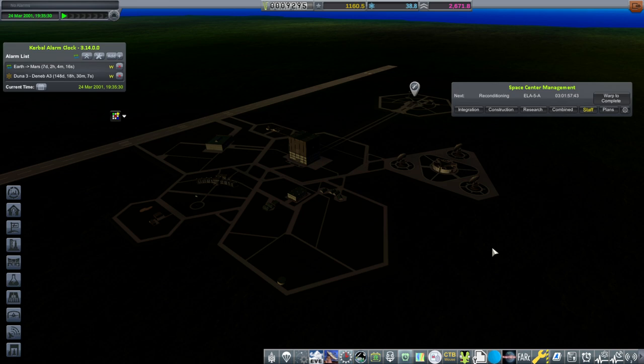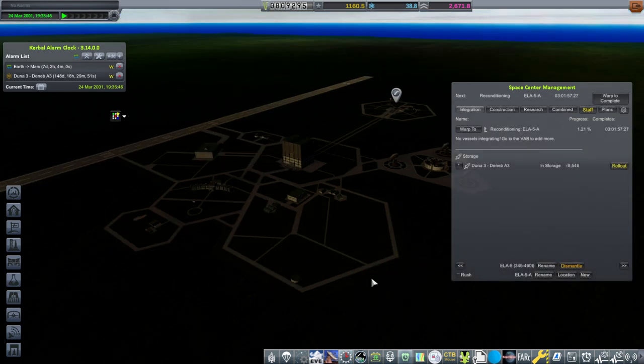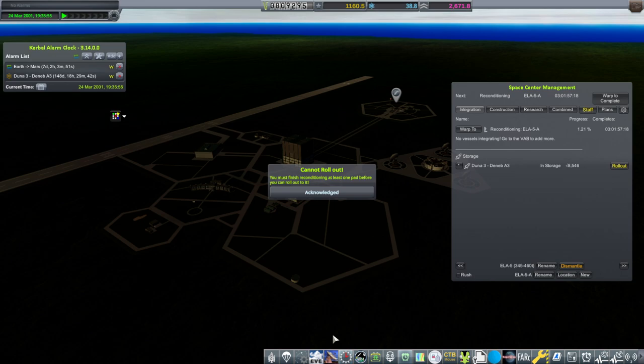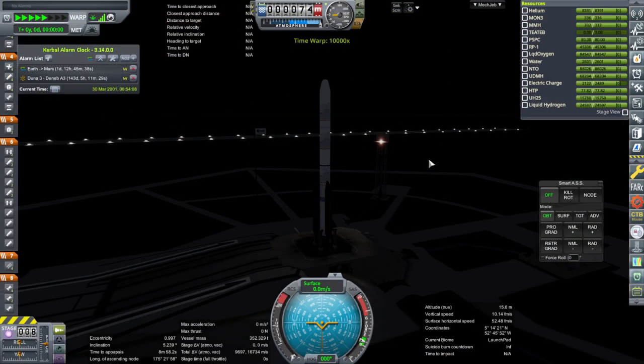So we have to test that. And I will sacrifice my budget in the name of the experiment. But while we await the budget that we need in order to build that, we are going to launch our second mission to Mars. Oh, we have to recondition first. Well, that's why I left enough time.